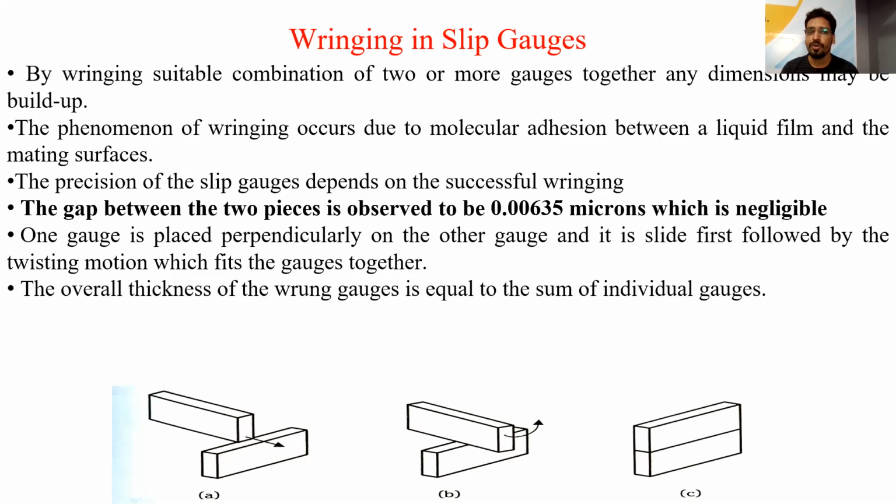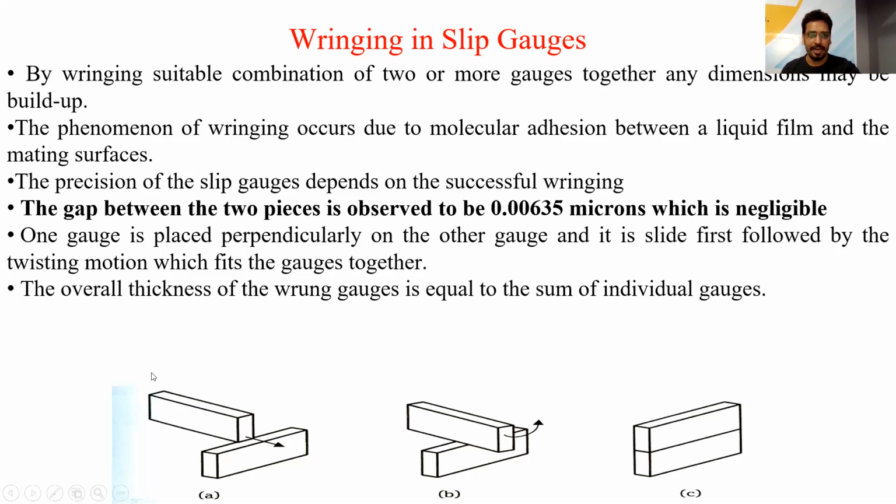The gap between the two pieces is observed to be 0.00635 micron. This is the minimum gap present between two slip gauges when they are combined together, and this gap is of negligible nature. One gauge is placed perpendicular over the other gauge and is slid first, followed by a twisting movement which fits the gauges together. This is how wringing takes place.